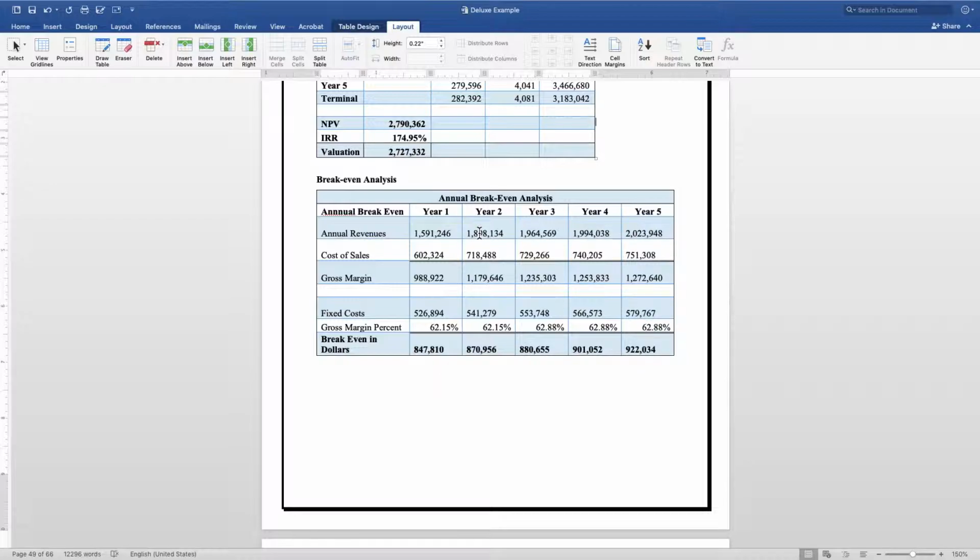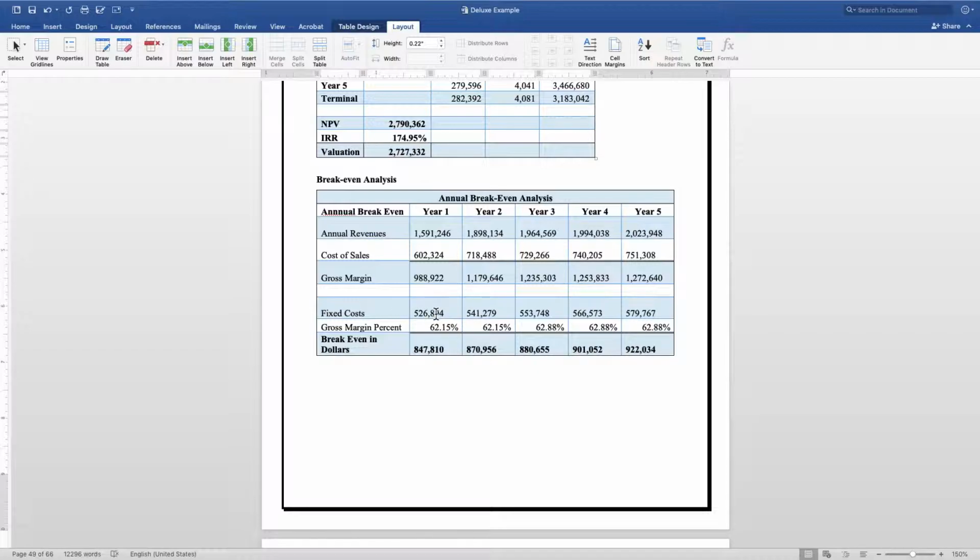The way that I do my break-even analysis is I'll start by calculating the annual revenues for the next 5 years. With that done, I'll calculate the cost of goods, and then I'll subtract the cost of goods from the revenues, which is going to give us our gross margin. With that gross margin, I'm then going to divide the gross margin by the annual revenues, and that's going to give us the gross margin percent.